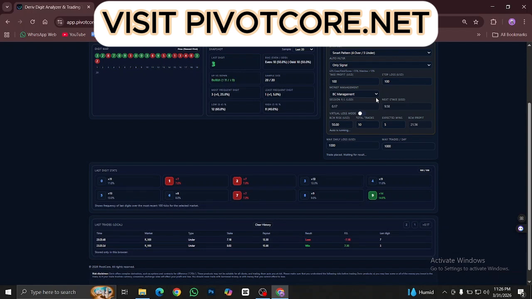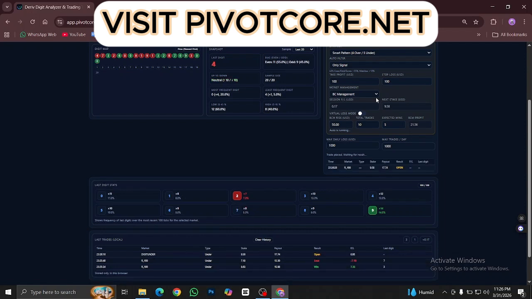Now, let's look at the strategy I've set for this session. We're focusing on digit over-under. Specifically, I've configured the bot to look for 4 over and 5 under opportunities. Why this strategy? It's a dual probability. By balancing our over and under targets, we're looking to capture the natural variance in the market's last digit movements.